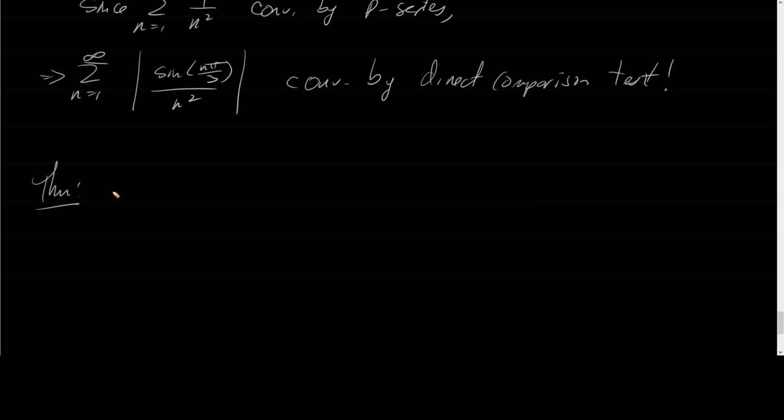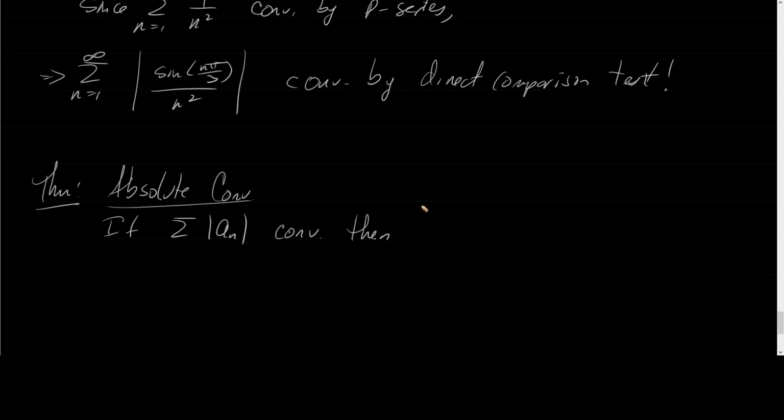The theorem is called absolute convergence, and this is what it says: if the series of the absolute value of a sub n converges, then the series without the absolute value of that sequence also converges. If the absolute value version converges, the non-absolute value version also converges.